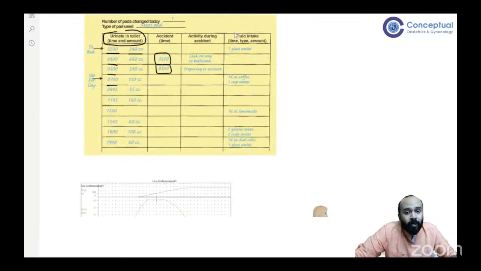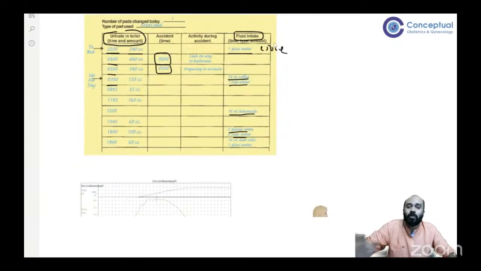She also has to write what fluid she is consuming, at what time, and in what quantity. So at 10 p.m., this female had a glass of water, which is almost 250 ml. Then in the morning at 7, she had a cup of coffee with a cup of water. In the afternoon at 12, she had 1 glass of lemonade, and later on 2 glasses of wine and 2 cups of water. So basically she has to keep a chart of both her input and output.